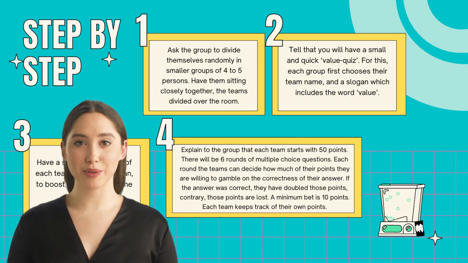Explain to the group that each team starts with 50 points. There will be 6 rounds of multiple choice questions. Each round the teams can decide how much of their points they are willing to gamble on the correctness of their answer. If the answer was correct, they have doubled those points. Contrary, those points are lost. A minimum bet is 10 points. Each team keeps track of their own points.